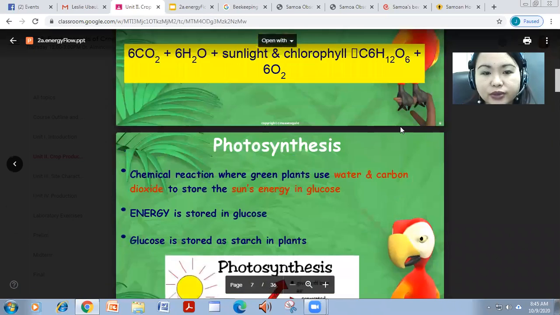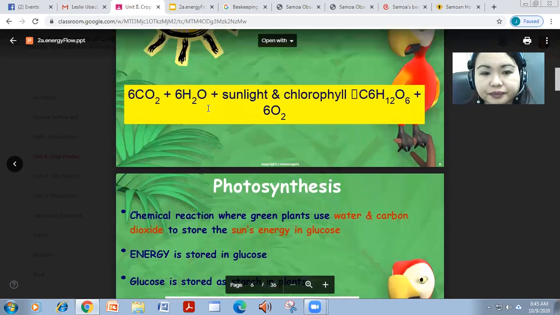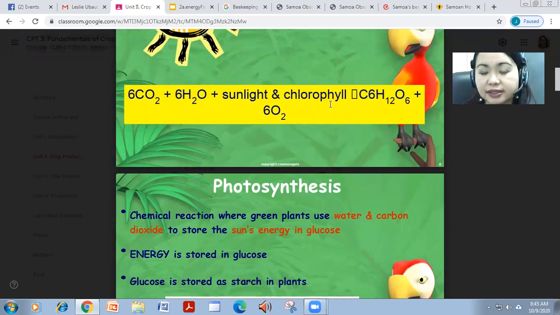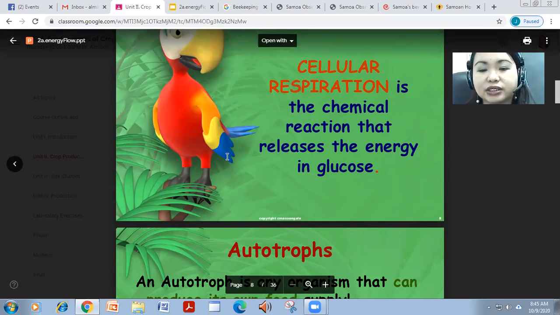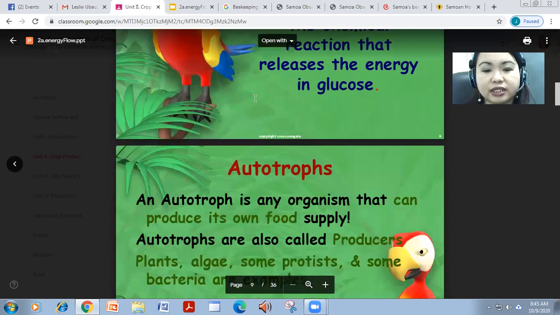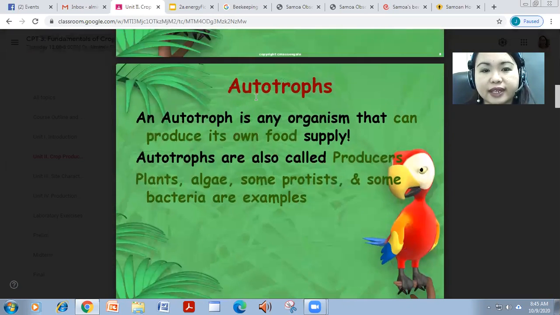So remember, photosynthesis is making use of carbon dioxide and water in the presence of sunlight and chlorophyll to make starch or glucose, with the release of oxygen. Cellular respiration is the chemical reaction that releases the energy in glucose. It is just defined like that.